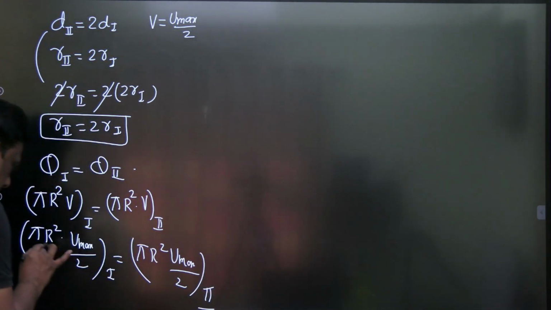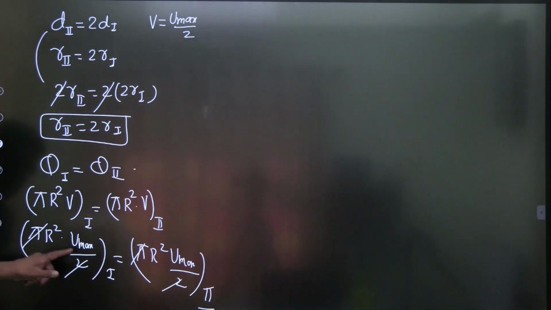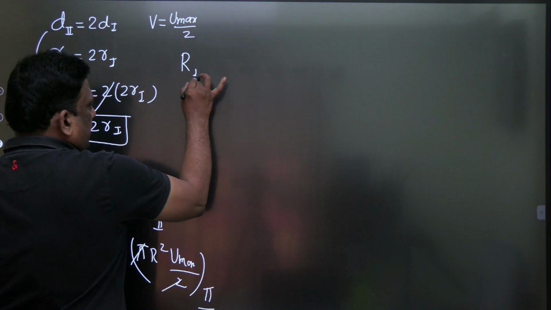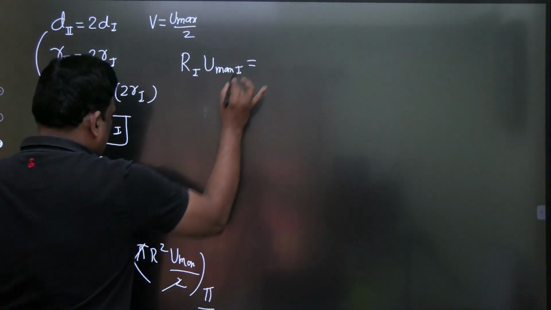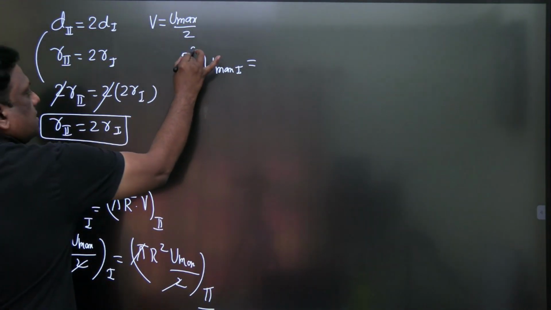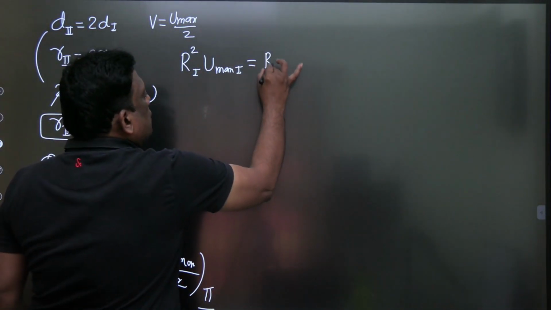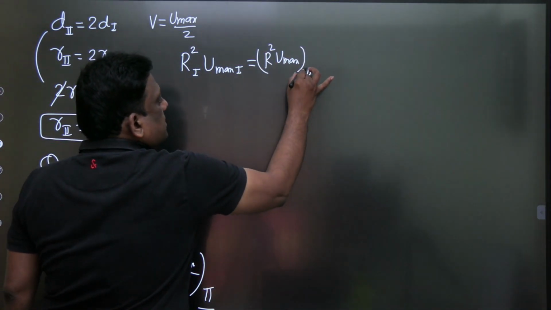Pi by 2 can be cancelled. So the radius of the first pipe squared times the maximum velocity in the first pipe is equal to R square u max for the second. Wonderful, sirs. No problem at all.